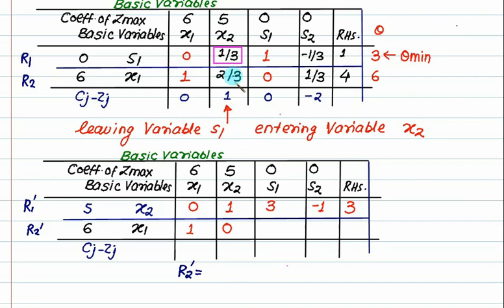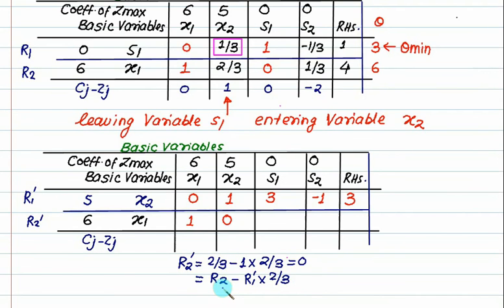Previously this number is 2 by 3. Now the new number is 1. So what number should I multiply to 1 so that my answer is 0? 2 by 3. That is why my rule is: 2 by 3 is coming from R2, minus 1 is coming from R1 dash, that is, I just modified, and 2 by 3 is a constant term. We continue with this formula.